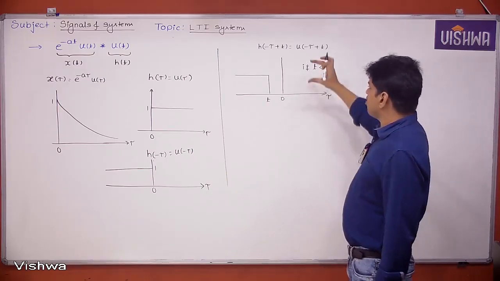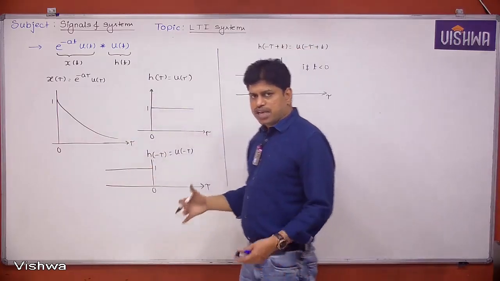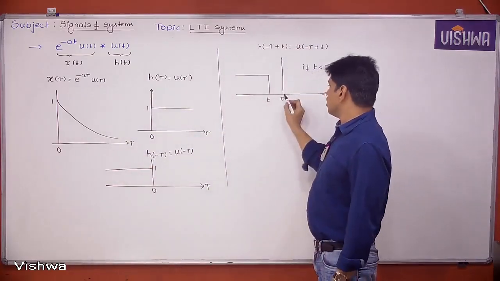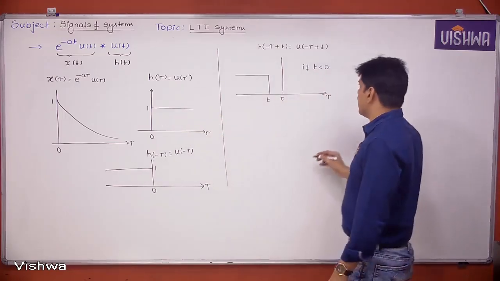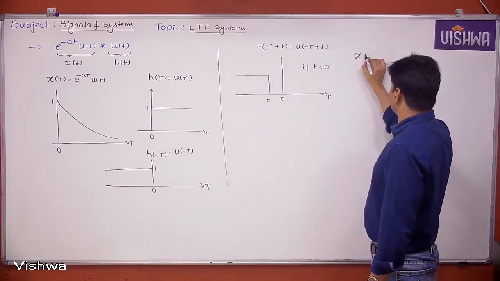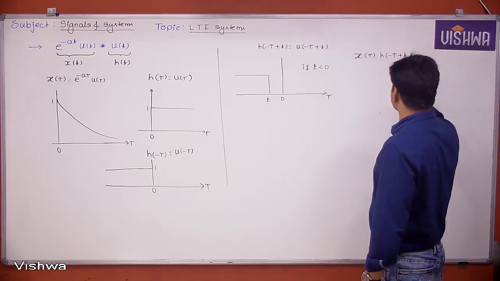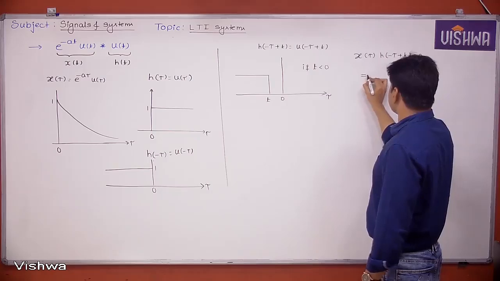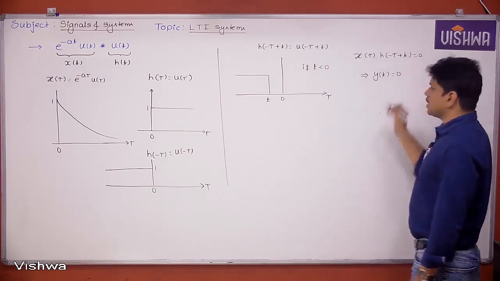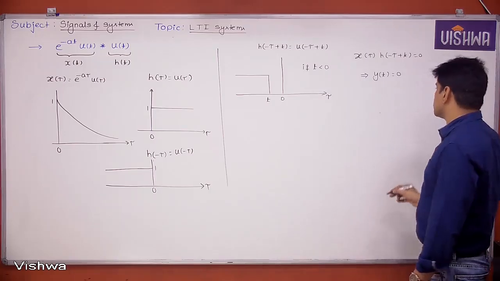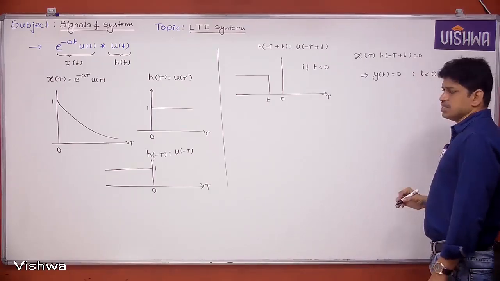Now, if I multiply this signal h of minus tau plus t with x of tau, will I get anything? No, nothing, because before 0 x is 0, and after 0 this value is 0. So x of tau times h of minus tau plus t is equal to 0. From this I can say y of t is also 0, because the area under this curve is also 0 for t less than 0.